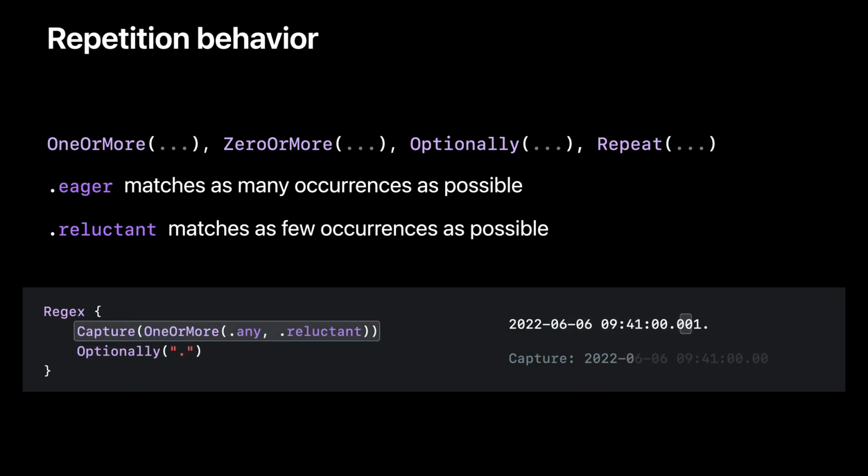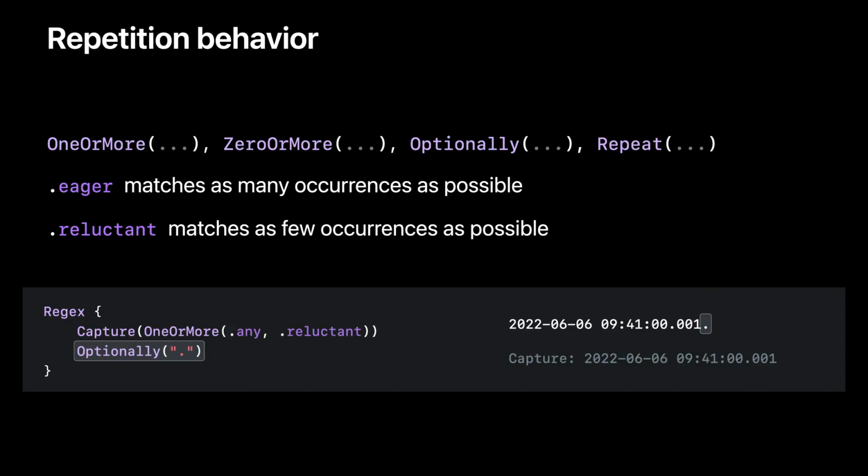Let's fast forward to the last character, the period. Unlike eager behavior, the regex engine did not consume the period initially as part of the one or more, but tries to match the optionally period pattern instead. This matches, and the regex engine reaches the end of the pattern. So matching succeeds, and it produces the correct capture without a trailing period in it.